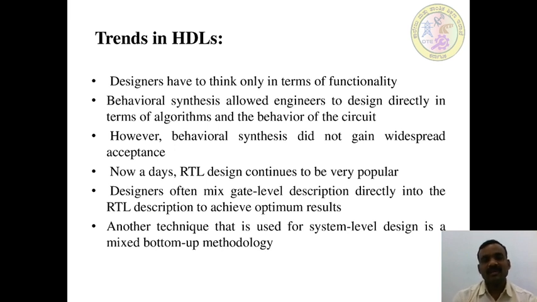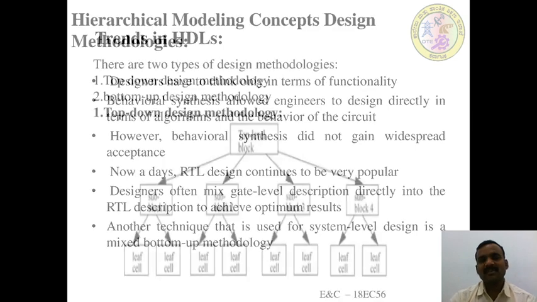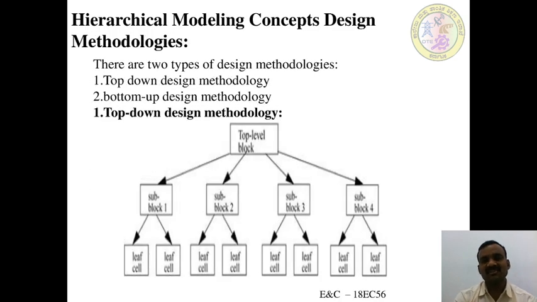The main thing is, when we use HDL, we have to optimize the code and design, improve the speed of the circuit and reduce the complexity of the circuit. It depends on these factors or parameters, and this is very useful for the execution of HDL. Another technique used for system level design is a mixed bottom-up methodology. In the next slide we are going to design. So what methodologies are we going to use in HDL?